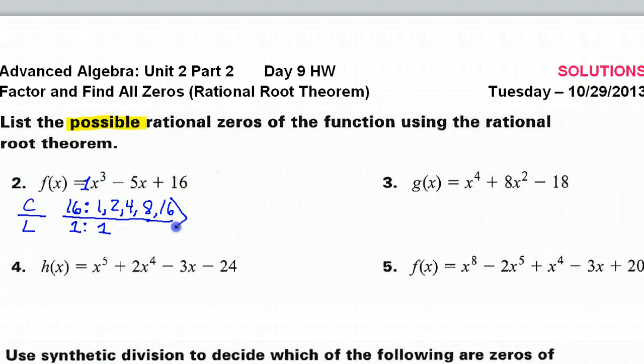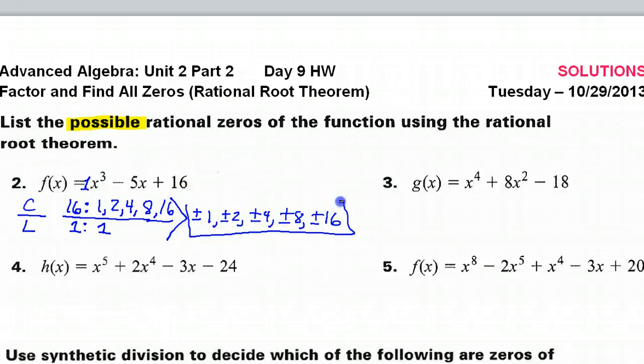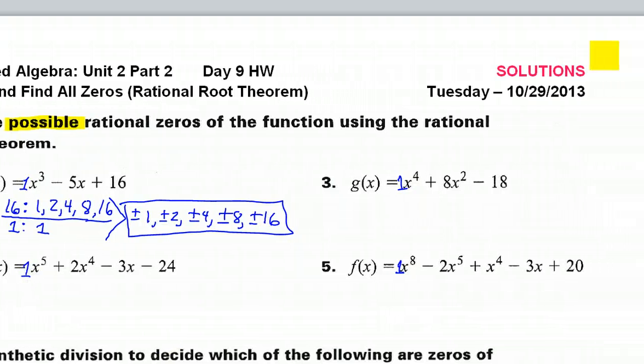That means the possible rational roots anyway, are going to be all of these numerators over this one denominator. And so that means plus or minus these same numbers. It's basically going to be just the 1, 2, 4, 8, and 16, but they are all plus or minus. So plus or minus 1, plus or minus 2, plus or minus 4, plus or minus 8, plus or minus 16. Because these are all over 1, and we don't really write over 1. Looking at all of these, they have a leading coefficient of 1.